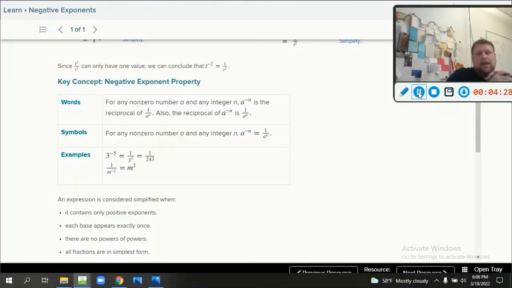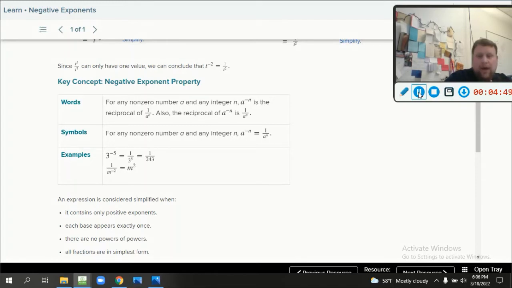All right, this one has a lot of words. It says for any non-zero number a and any integer n, a to the negative n is the reciprocal of 1 over a to the n. Also, the reciprocal of a to the negative n is 1 over a to the n. The symbols: for any non-zero number a, and you need to write those down on this one, and integer n, a to the negative n equals 1 over a to the n.